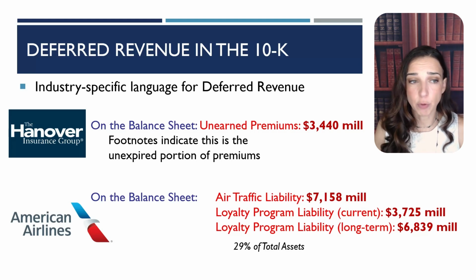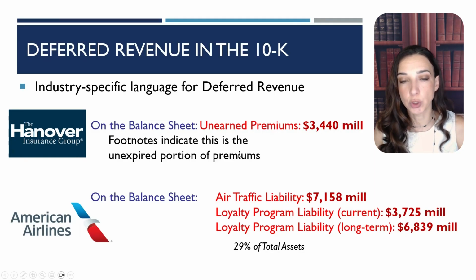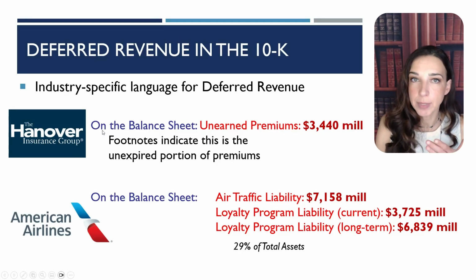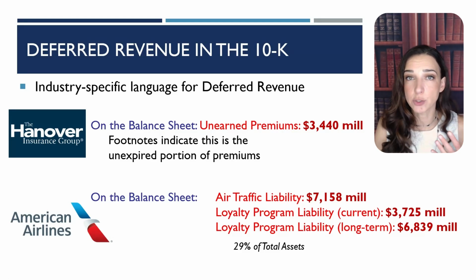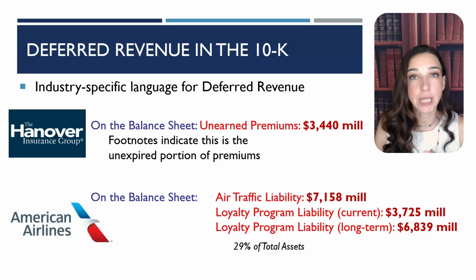So for example, for Hanover Insurance Group, on the balance sheet, we don't see a reference to deferred revenue or unearned revenue, but we do see reference to unearned premiums of $3.4 billion, so it's fairly large. Footnotes indicate that this is the unexpired portion of the premiums. This is primarily how they do the business, right? So you make a payment to the insurance company. When do they provide a service to you? As time goes on. In the videos on adjusting entries, I talk about several such examples.